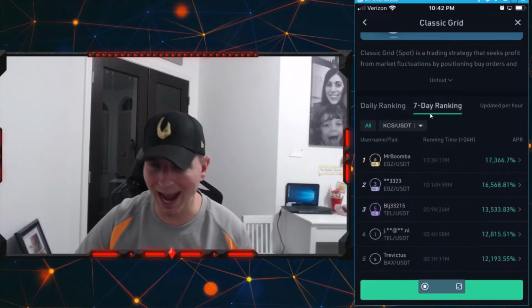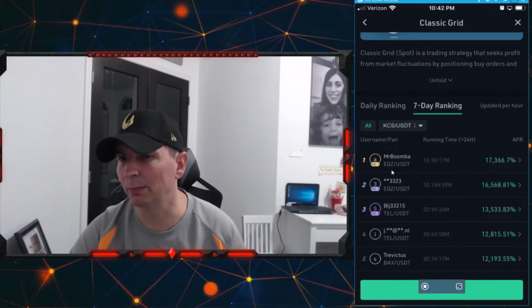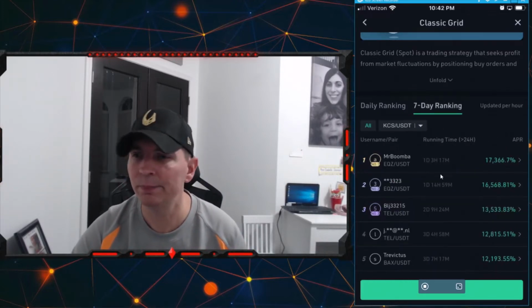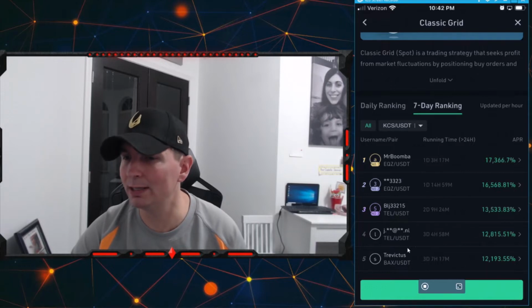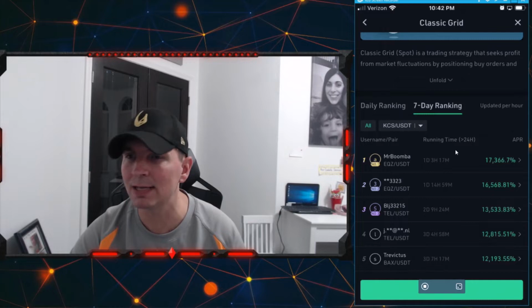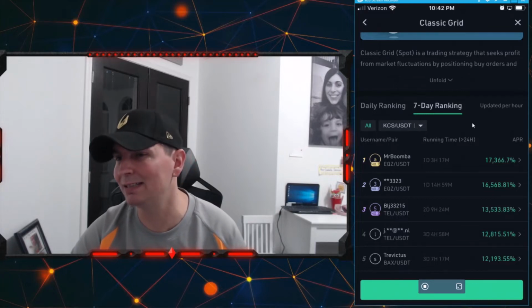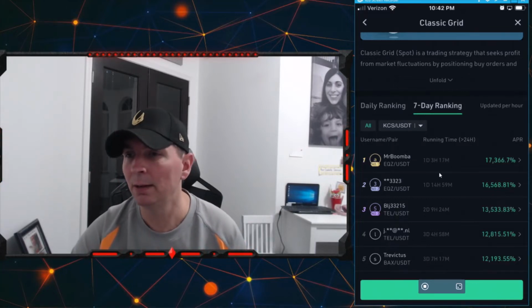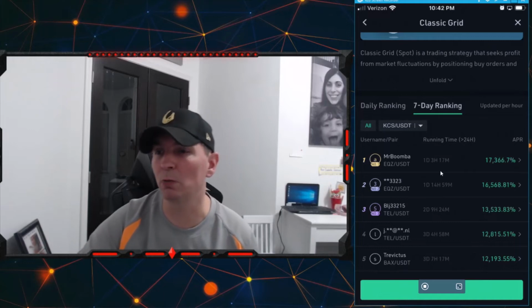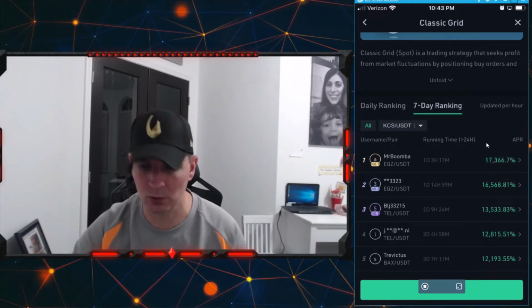You can also look at these 7-day totals. So similar, the EQZ is one of the top coins, the TEL as well, but look, 1 day, 2 days, 3 days. So essentially, guys, not much time has elapsed since these coins have been running. Again, around a 17,000 return.